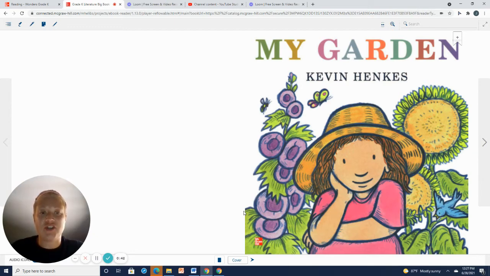All right, so now that you have your paper and your crayons or markers, whatever you need to color with, we are going to read the story My Garden by Kevin Henkes. So we know that My Garden is the title of the story, and Kevin Henkes is the author, which means he wrote the words. He is also the illustrator, which means that he drew the pictures.